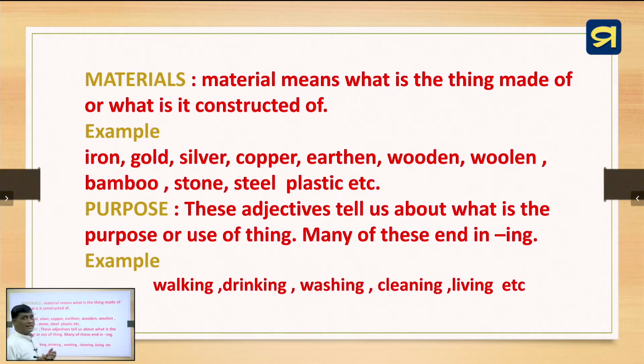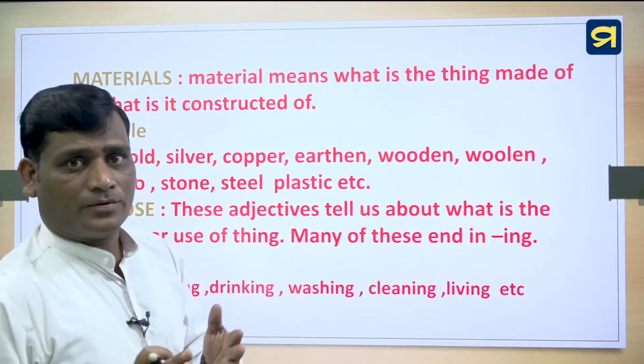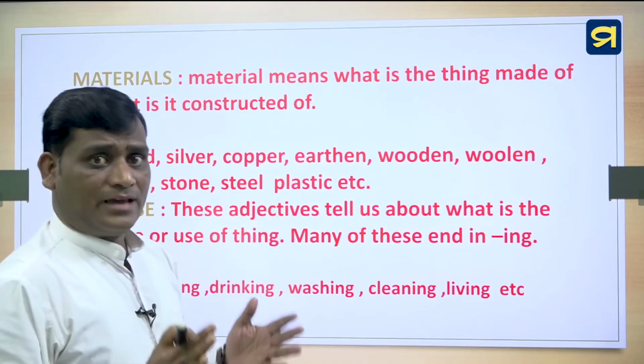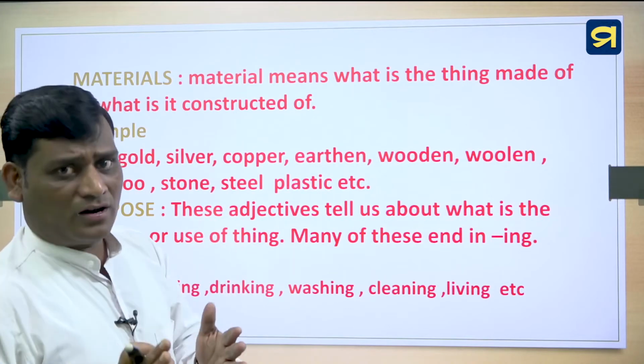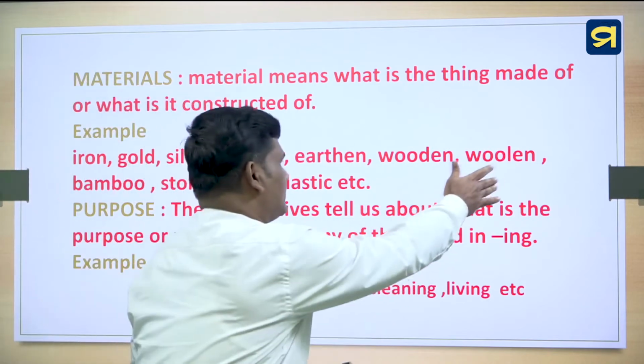Similarly, another category is purpose. These adjectives tell us about the purpose or use of a thing. Many of these are in ing form. For example, walking, drinking. This is a purpose. These adjectives are used for purpose. Walking, drinking, washing, cleaning, living. These are the adjectives that come under the category of purpose. These are all the categories of adjectives, and they must follow some pattern, some order, then only our sentence will be right. Now, we'll move to the next slide.